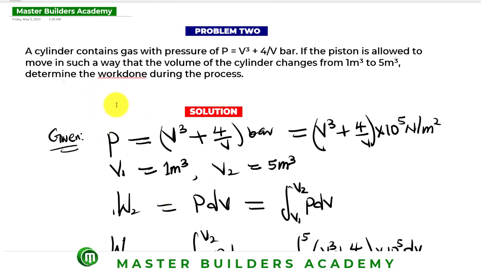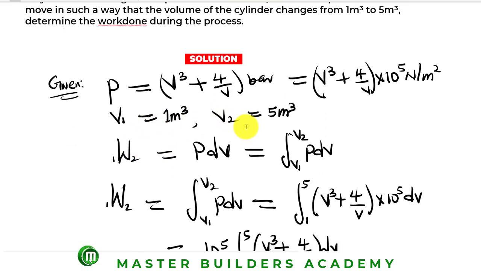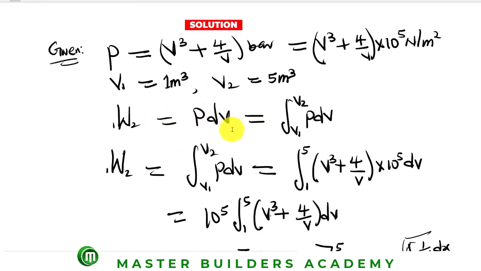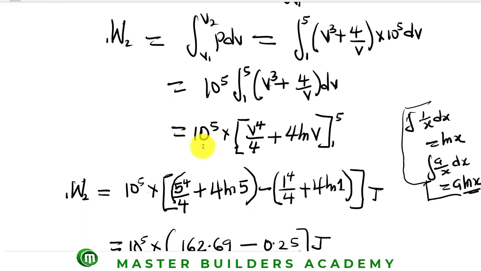We just need to understand a basic condition anytime you are obtaining work done at constant pressure. In this case, because the pressure we are given is in terms of V, which is primarily an expression, this is one of the reasons why we have to integrate before we substitute in the value of V1 and the value of V2, but otherwise we would have used the direct method. I hope you understand the difference between this particular question and question number one.